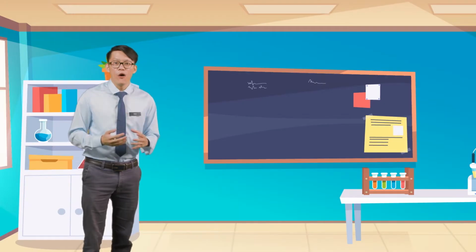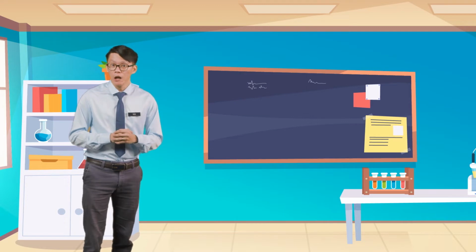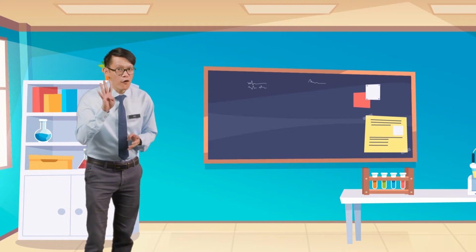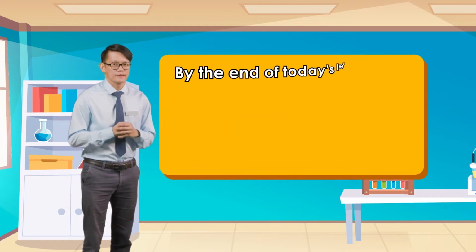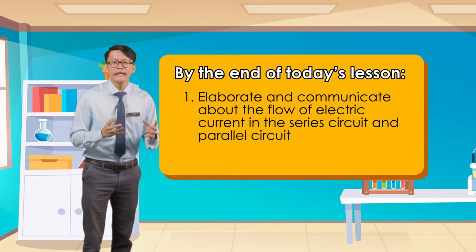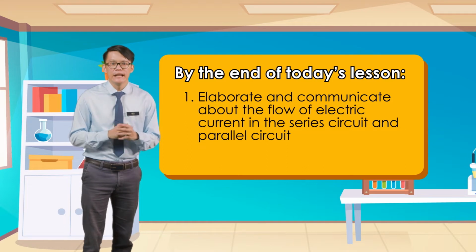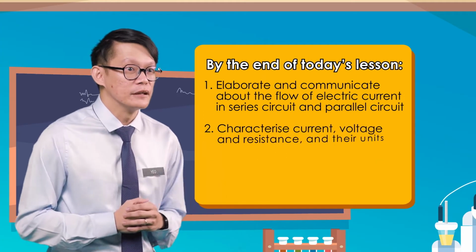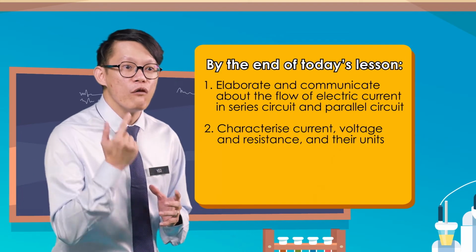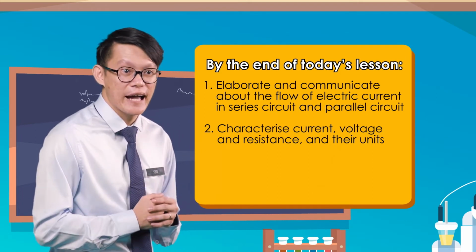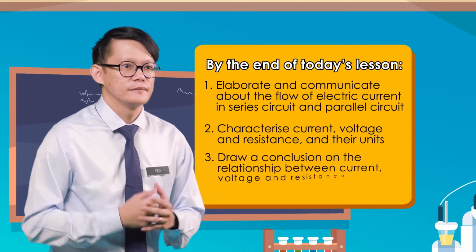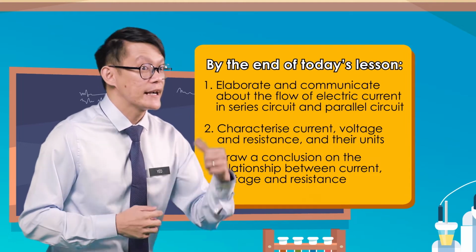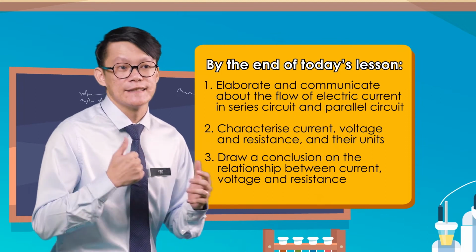circuit. Before we get started, let us take a look at the learning objectives for our lesson today. There are 4 objectives. First, you will elaborate and communicate about the flow of electric current in the series circuit and parallel circuit. Second, you will be able to characterize current, voltage, and resistance and their units. Third, you will be able to draw a conclusion on the relationship between current, voltage, and resistance.